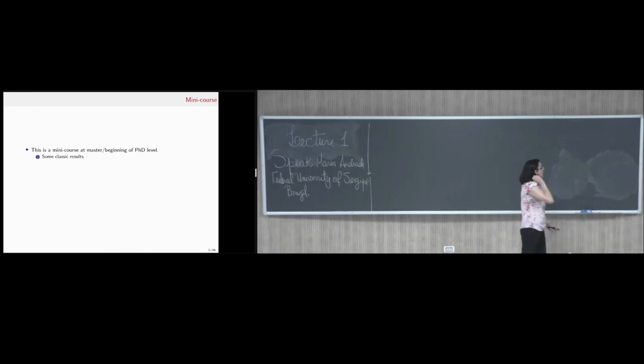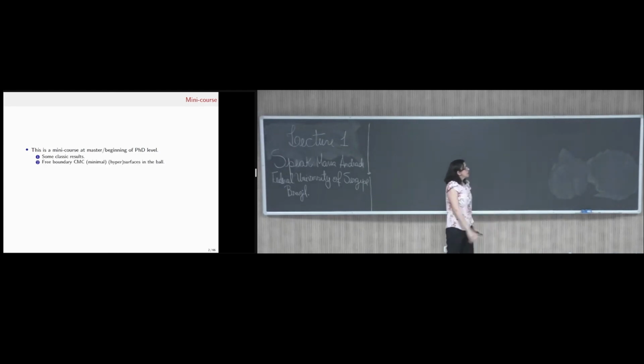First, I talk about some classical results with CMC surfaces in curved spaces. After, we talk about the free boundary CMC. CMC means constant mean curvature, okay? And I talk about free boundary minimal hypersurfaces in the ball.